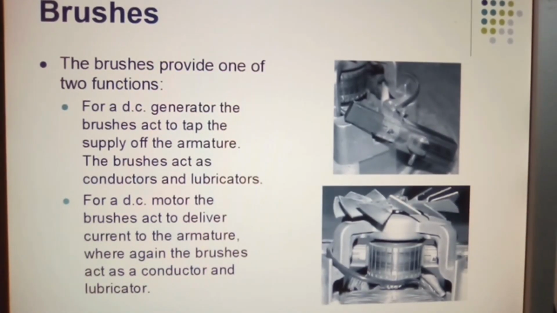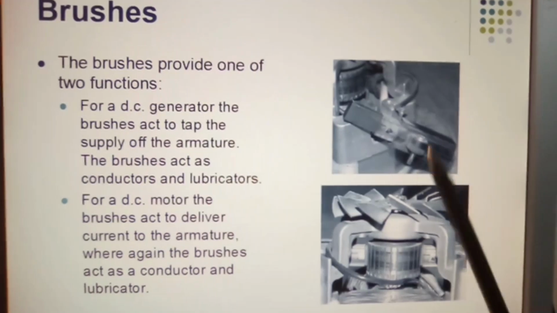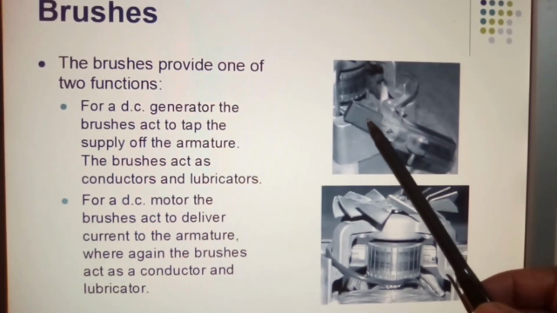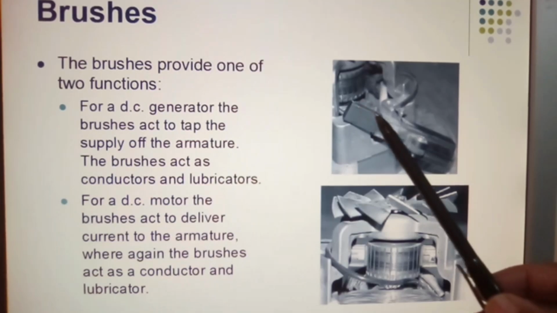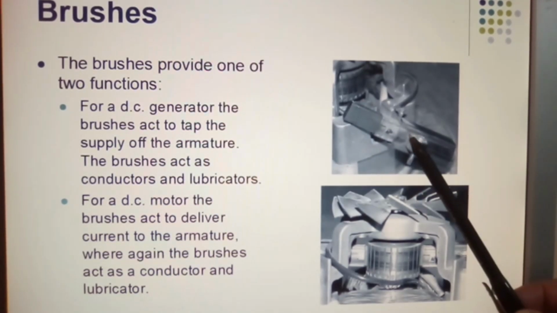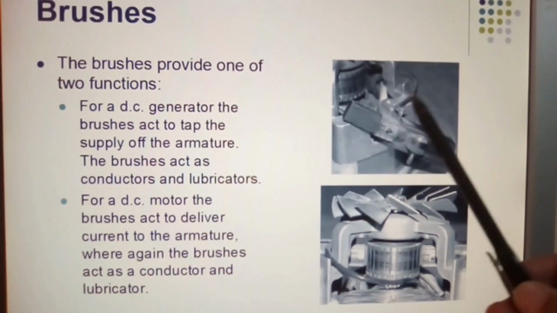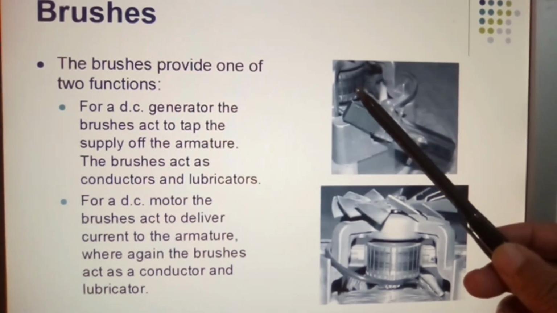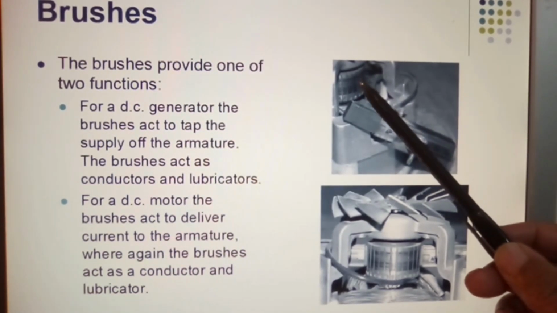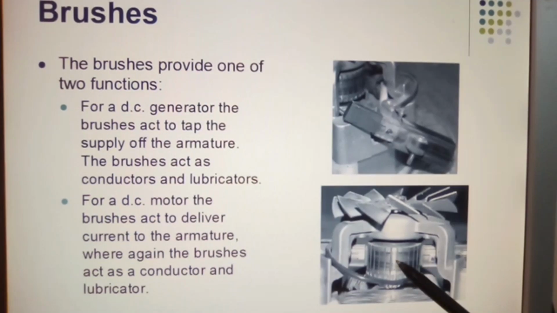Now here you have your brushes. The brushes here are self-adjusting. They're loaded onto a spring within the brush carrier, and then they are secured in position against the commutator, which holds them in position against the comb. And here you can see your comb.